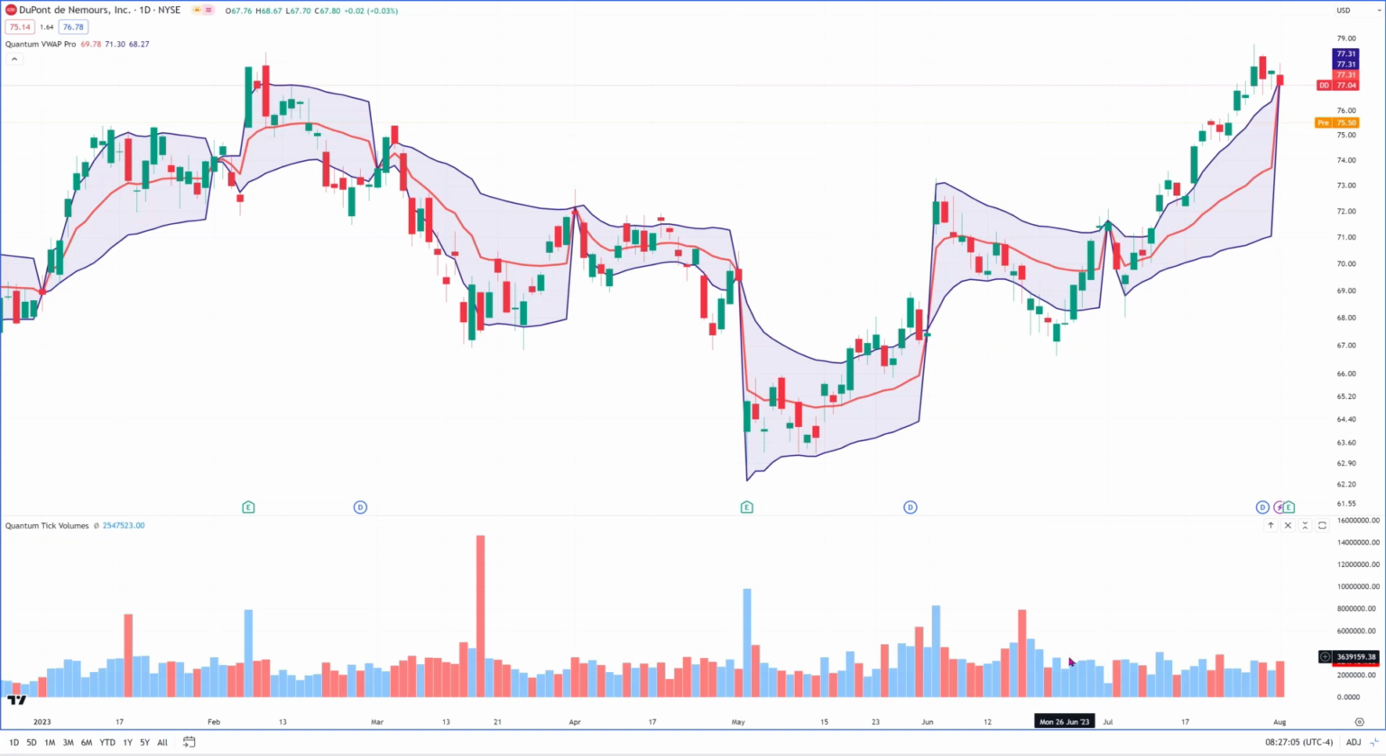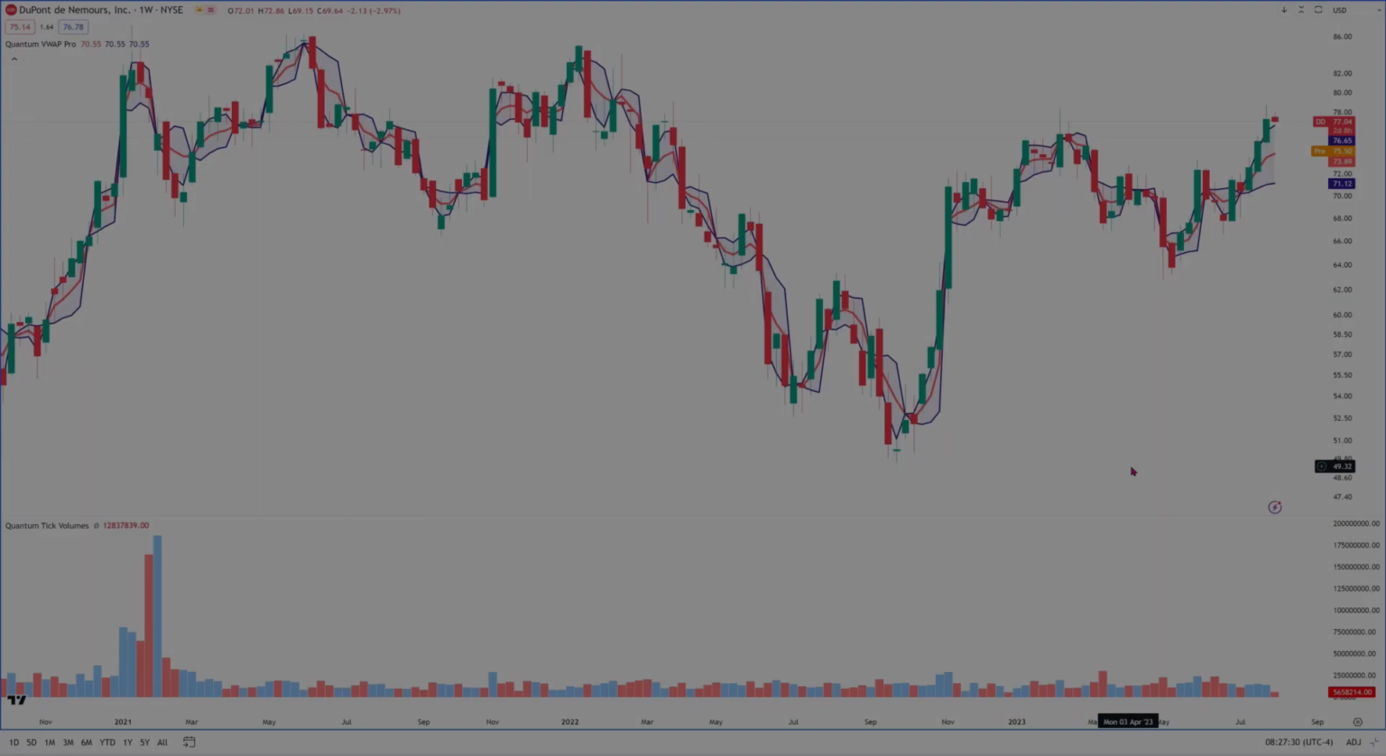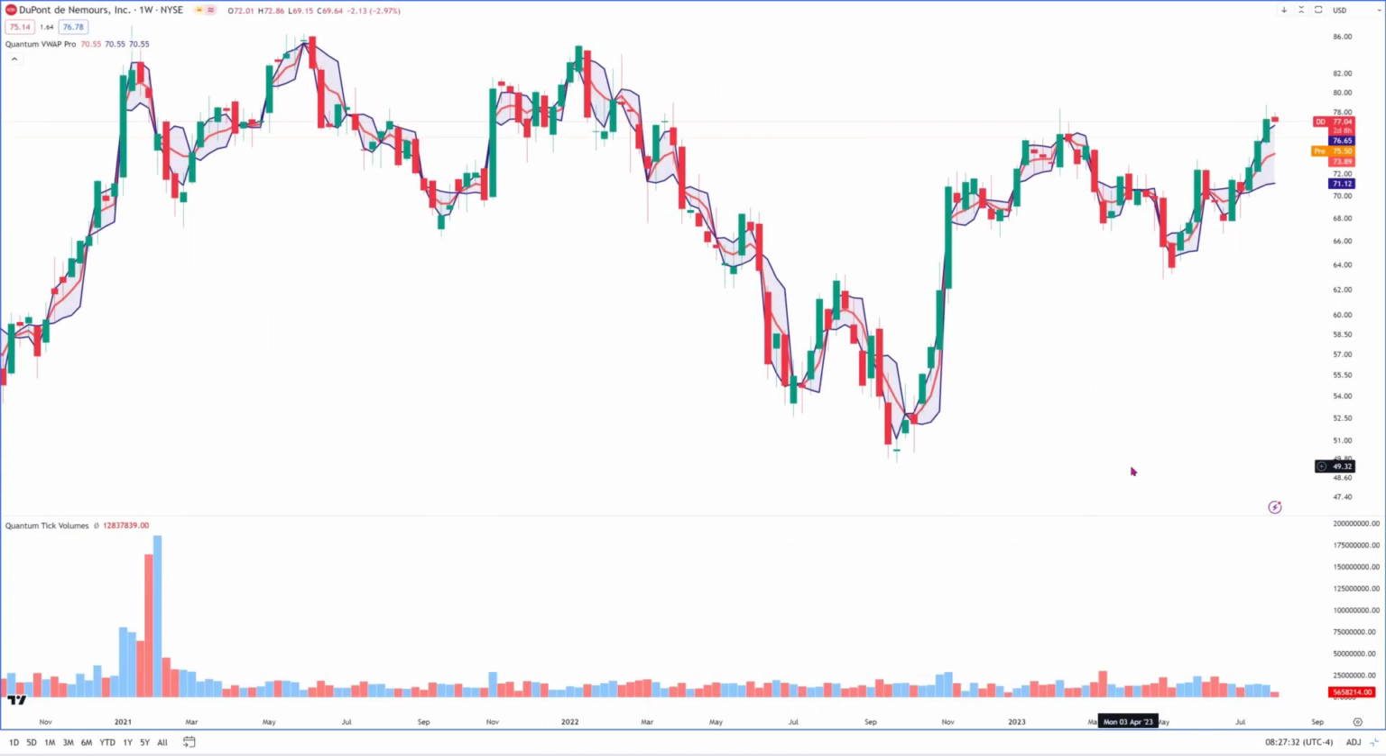Now we're going to move to the weekly. And here we are on the weekly time frame. And as you can see, we haven't changed our anchor. We've left the anchor at the original setting, which was the monthly.